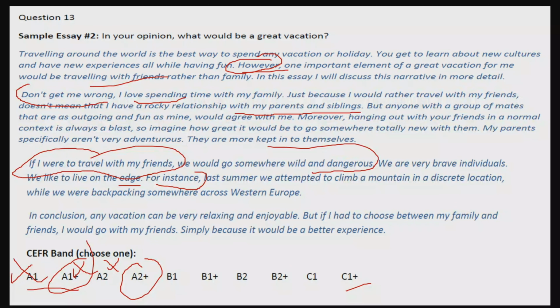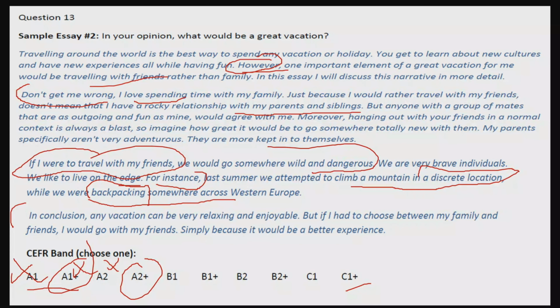"For instance, last summer we attempted to climb a mountain in a discrete location." Look at the vocabulary: "While we were backpacking somewhere across Western Europe." This person is innovative as well. He's trying to improvise and create vocabulary of his own, backpacking. And look at the ending.